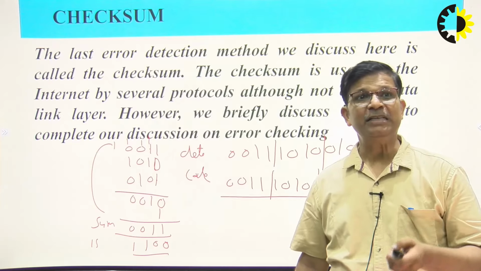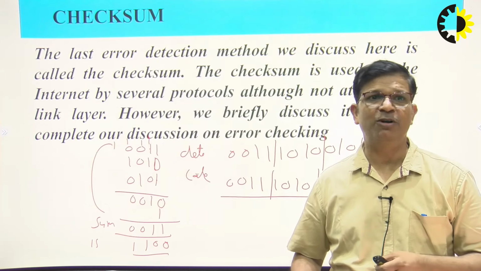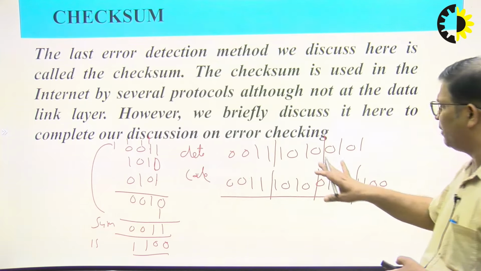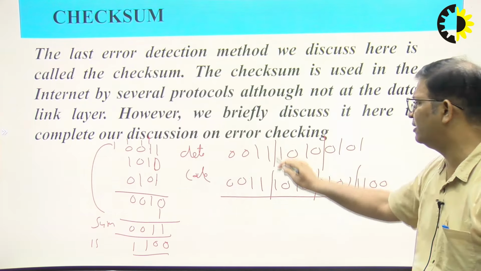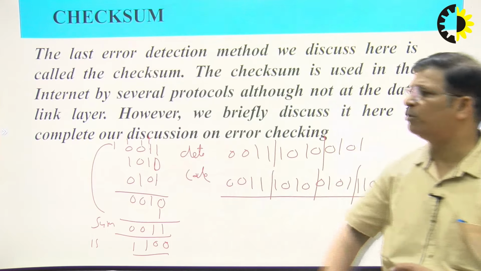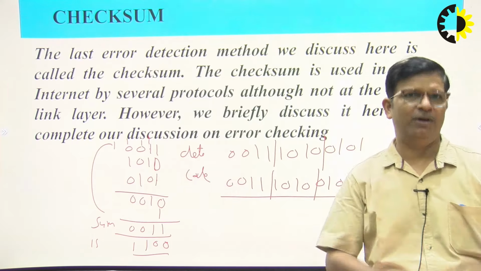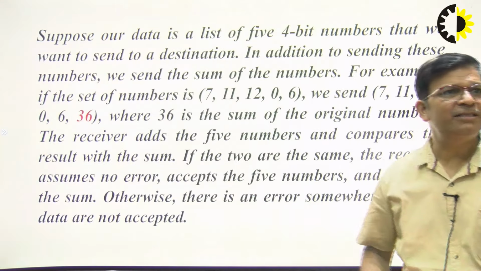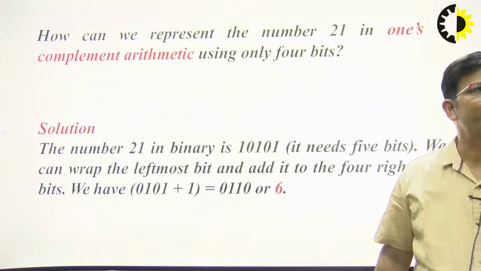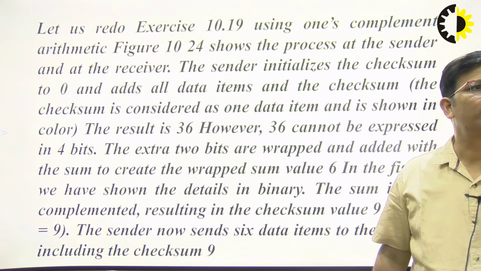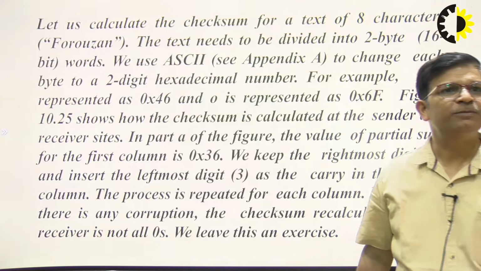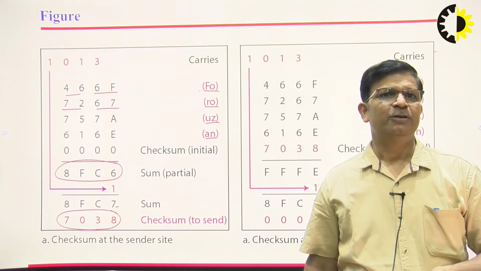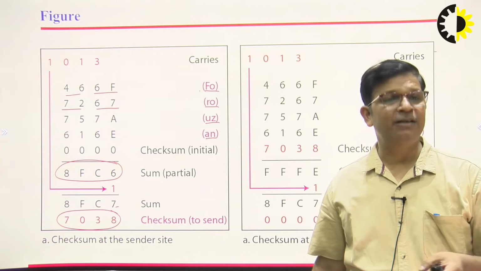Another method is checksum. In checksum, we have to divide the data into 4-bit or 8-bit blocks. If we do this using 8-bit, we put some zeros at the left hand side and add the 8-bit data. So this is the example of checksum. So we can understand the checksum very easily.